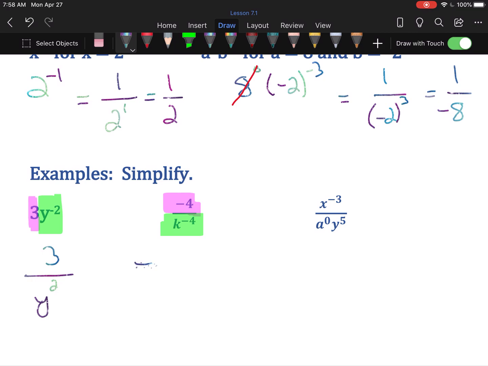So negative 4 is in the numerator. K to the negative 4 is coming up as k to the 4th, which means we've cleared out the denominator, which means the denominator is 1. Do you need to write that? No. A denominator of 1 is pointless. Negative 4k to the 4th is the correct answer. If you do write it over 1, I'm not going to mark it wrong.